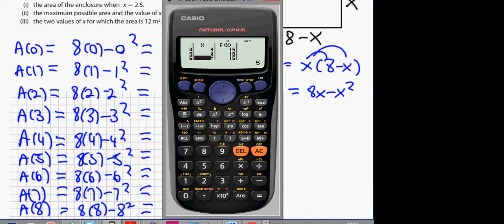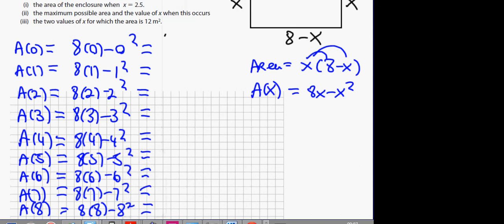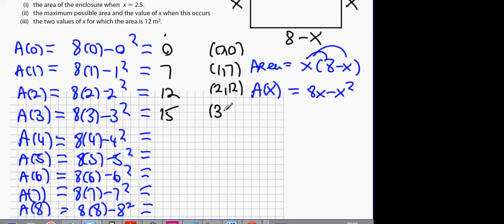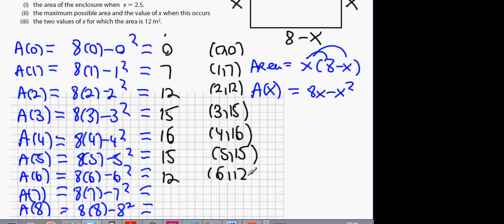Alright, now you're to call that out to me. Okay, so what's the first one? 0, which makes that point 0, 0. After that? 7. Which makes it 1, 7. Next one? 12. Makes it 2, 12. After that? 15. Which makes it 3, 15. After that? 16. Which makes it 4, 16. After that? 15. Which makes it 5, 15. After that? 12. Which makes it 6, 12. After that? 7. Which makes it 7, 7. After that? 0. Which makes it 8, 0.